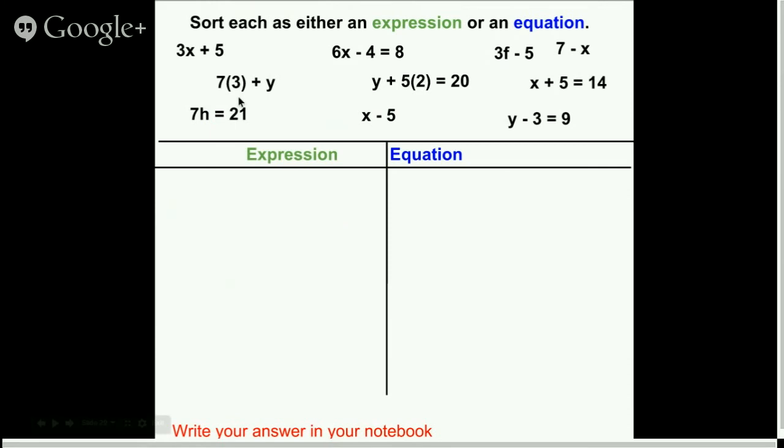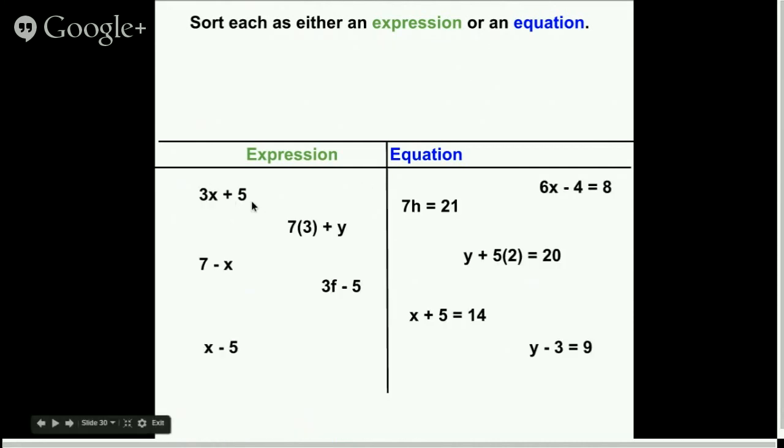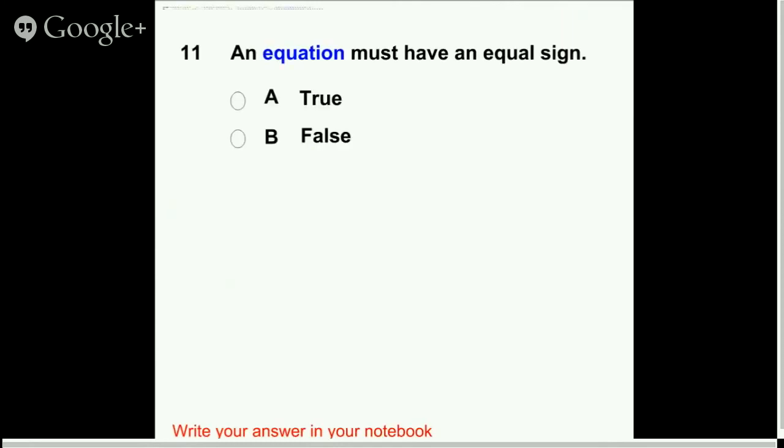All right. Sort these into expressions and equations. So move these down into expressions and equations. Go ahead and pause it. All right, check your answers. These ones are expressions. Equations are ones with equal signs in them and variables on one of the sides.